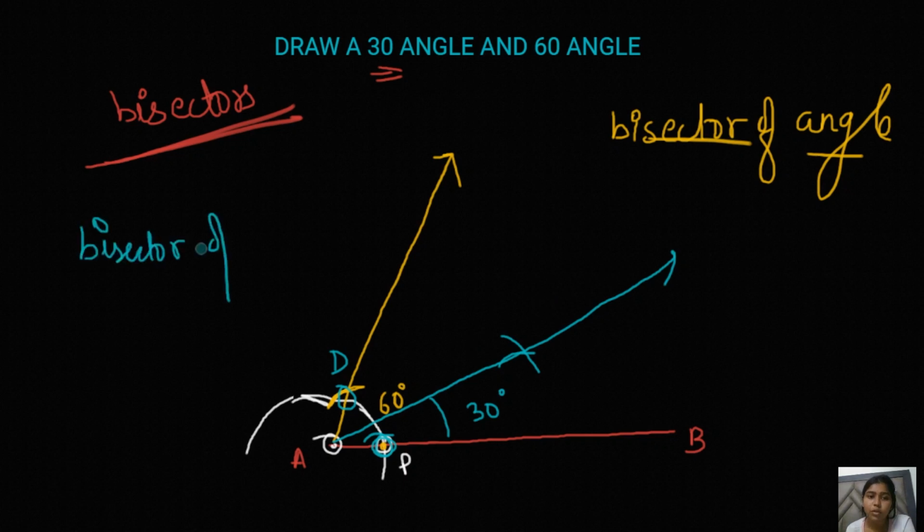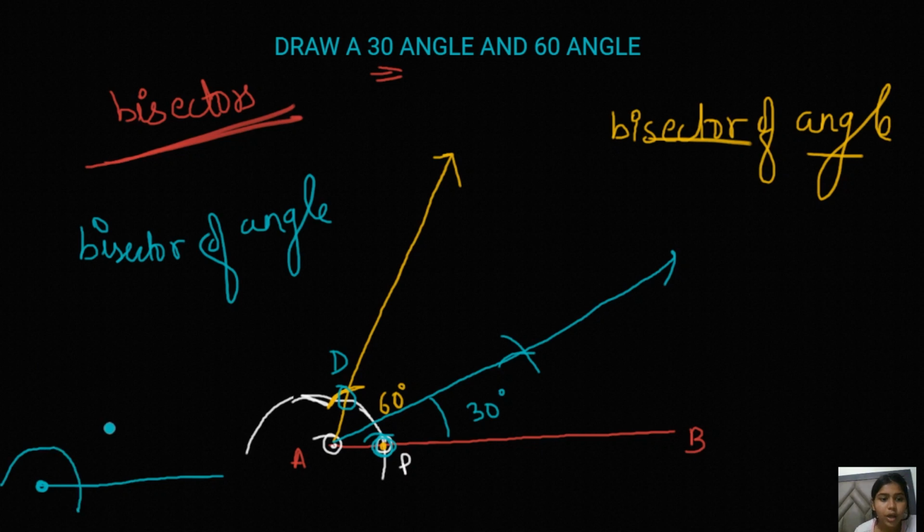You can also draw the bisector of other angles too. Okay, let's just suppose I'm taking any, this is your line, okay. I'm taking this as the center. I'm just making an arc by using this.